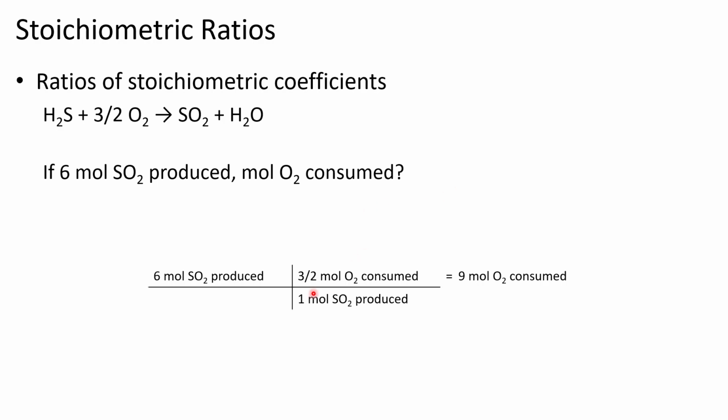The way we would do this is we would take the amount of sulfur dioxide that's produced, 6 moles, and multiply it by the ratio of stoichiometric coefficients for sulfur dioxide and oxygen. We know that there's 1.5 or 3/2 moles of oxygen consumed per mole of sulfur dioxide produced. So if we multiply 3/2 times 6, we end up with a value of 9 moles of oxygen consumed.